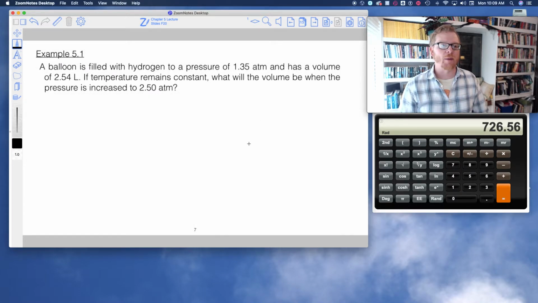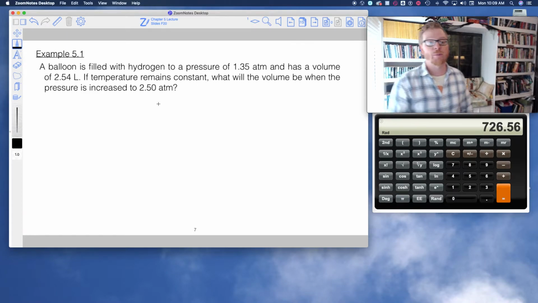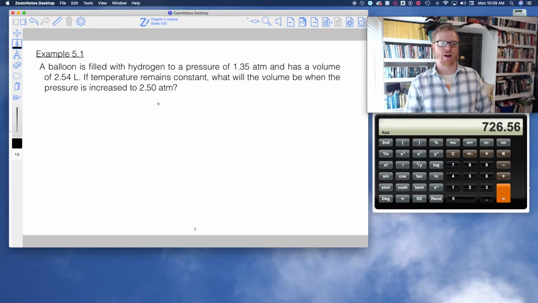So let's do a sample problem. A balloon is filled with hydrogen at a pressure of 1.35 atmospheres and has a volume of 2.5 liters. If the temperature remains constant, what will the volume be when the pressure is increased to 2.5 atm?